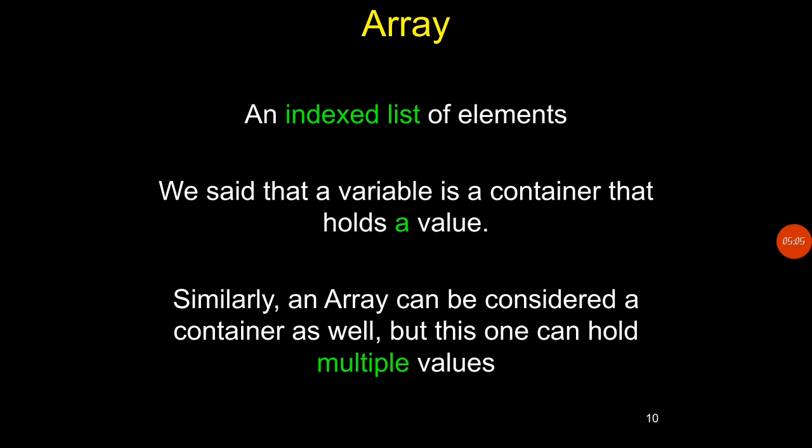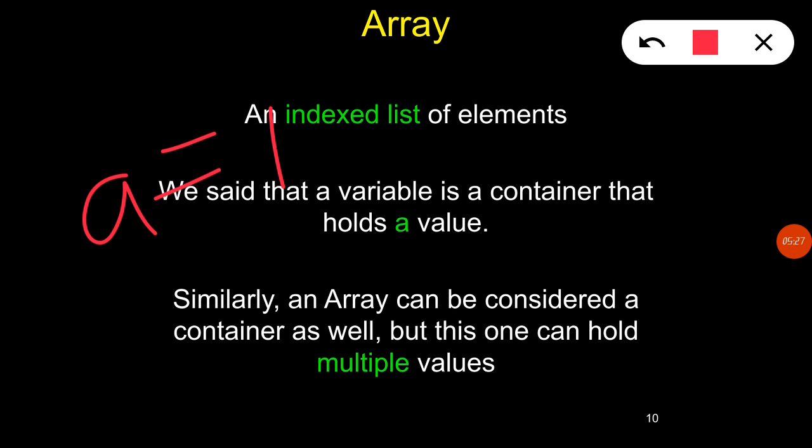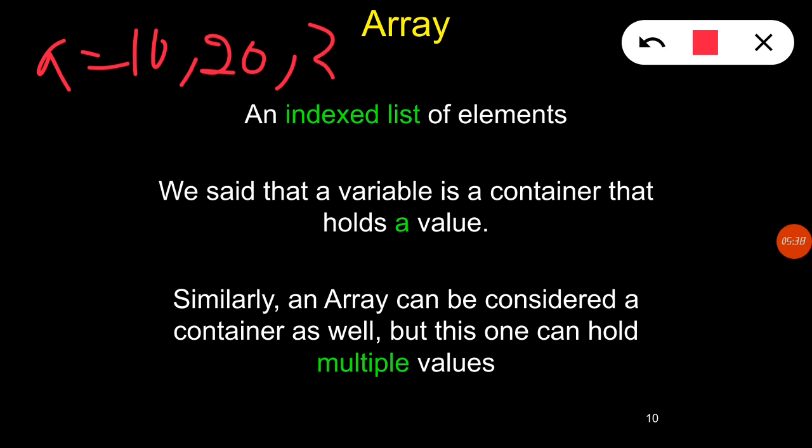Okay, and we say that a variable is a container that holds a value. As we have previously discussed in the previous classes or videos, a variable acts as a container in JavaScript where we place a value. Similarly, an array is also a container, but it stores multiple values instead of a single value. If it is a single variable, we just store one value, that is 10. So what if you want to store multiple values, like a is equal to 10, 20, 30? In this case there is an error. We can't store multiple values in a single variable.